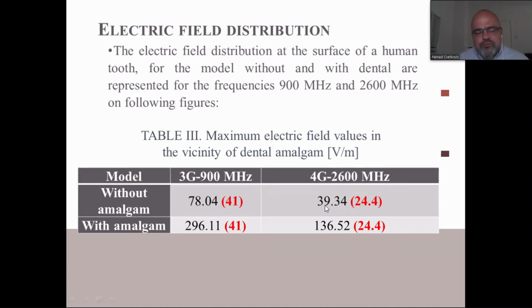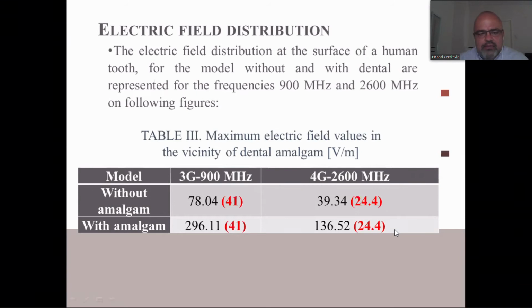I will try to emphasize some important things which are also part of the discussion, in one special chapter of the paper. So you can see the results for 3G and 4G frequencies. This red 41 value in this column and 24.4 value in the second column are the allowed values based on standards for those frequencies.